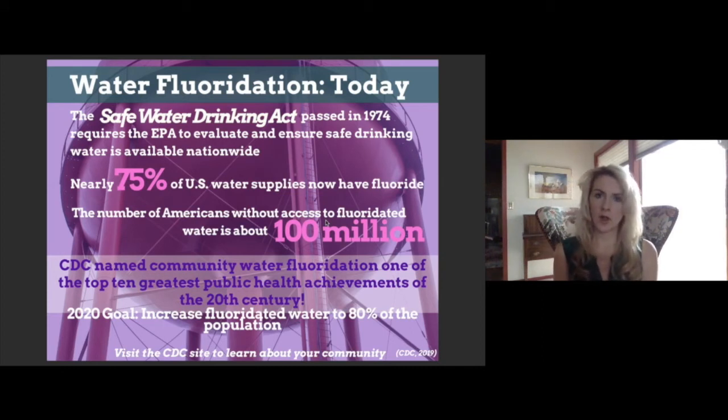And secondly, a lot of people living in the United States live in rural areas that may not have access to a community water supply. Thus, for those with well water, it's very, very important to encourage people to check their well water to see how much fluoride they have, whether it's too little or too much. There is a sweet spot. Again, the CDC named water fluoridation one of the top 10 greatest public health achievements of the 20th century. The 2020 goal of the CDC is to increase fluoridated water to 80% of the population. You can visit the CDC site to learn about your water and your community to see how much fluoride might be in your water supplies.